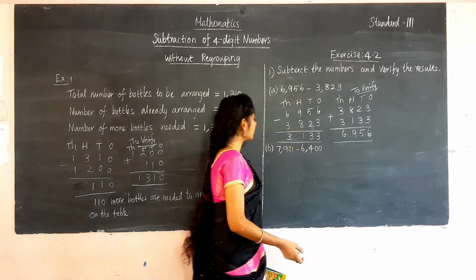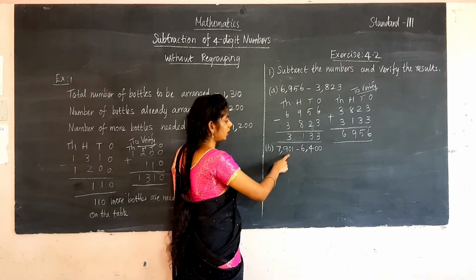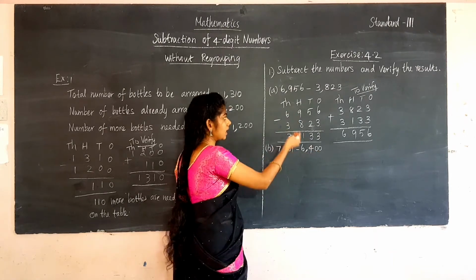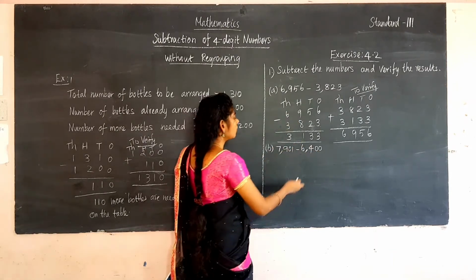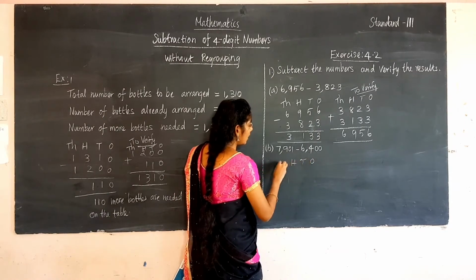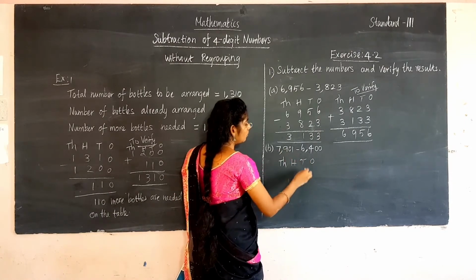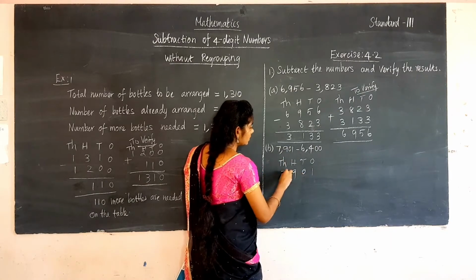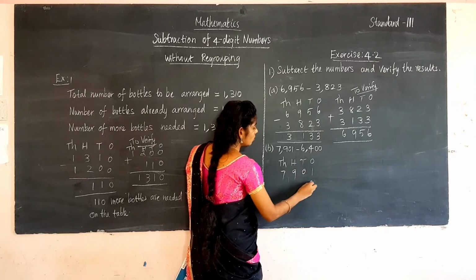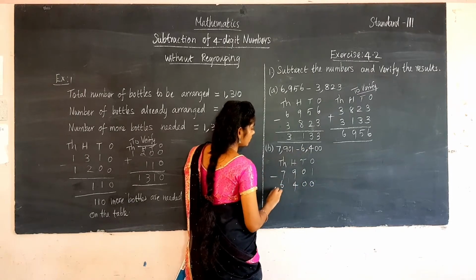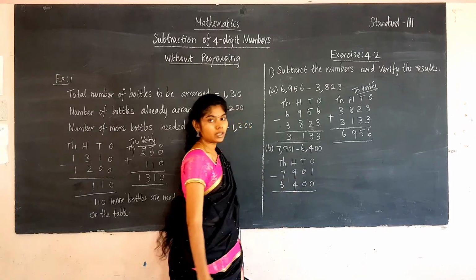So the next one is 7901 minus 6400. The same procedure we are going to do. First write the places: ones, tens, hundreds and thousands. Now write the values in the places: 1, 0, 9, 7 and here 0, 0, 4 and 6 in the thousands. Now subtract the numbers, 1 in the mind and 0 in the fingers.